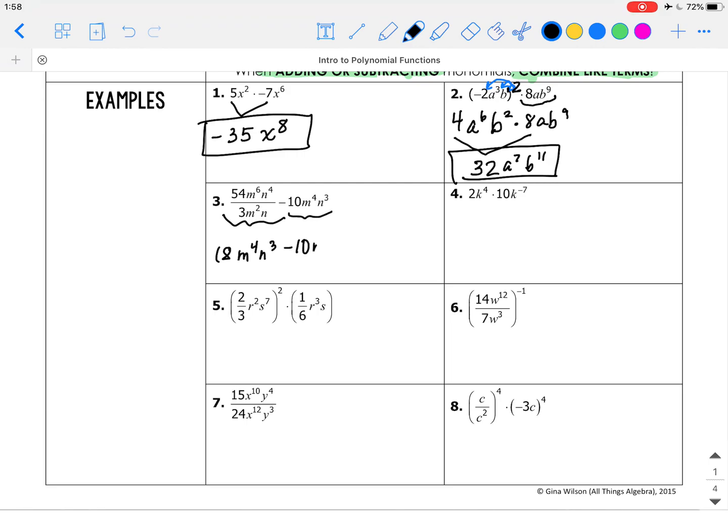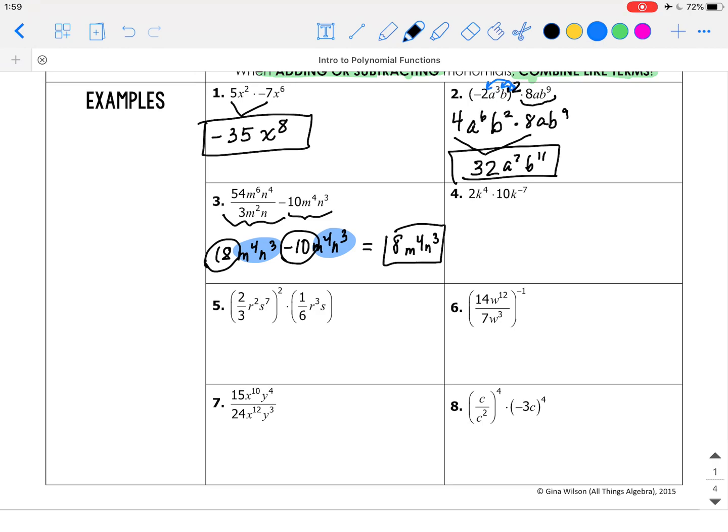So I got minus 10 m to the 4th, n to the 3rd. So what do we notice? They are like terms, right? So for example, I have the same combination of variables and exponents here. So when I have that similar combination, what I have to do is I'll keep the variables the same, but I will have to simplify the numbers in front, right? We have to simplify those coefficients. So 18 minus 10 will give me 8.